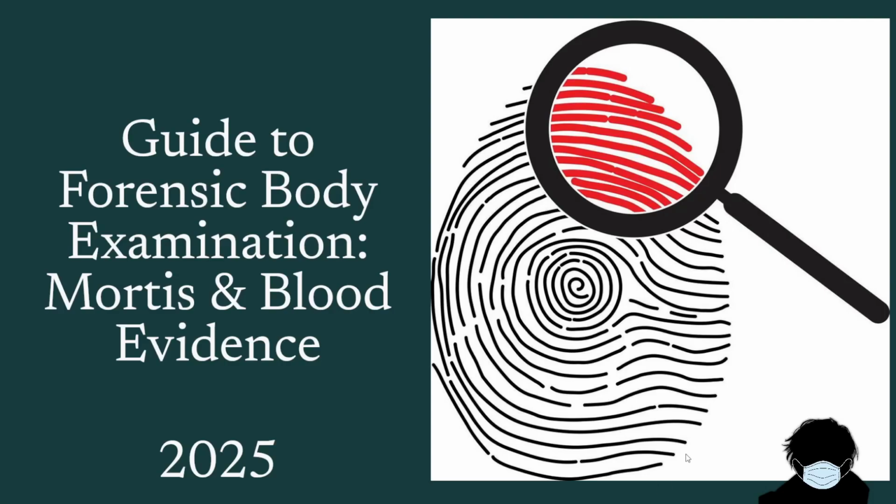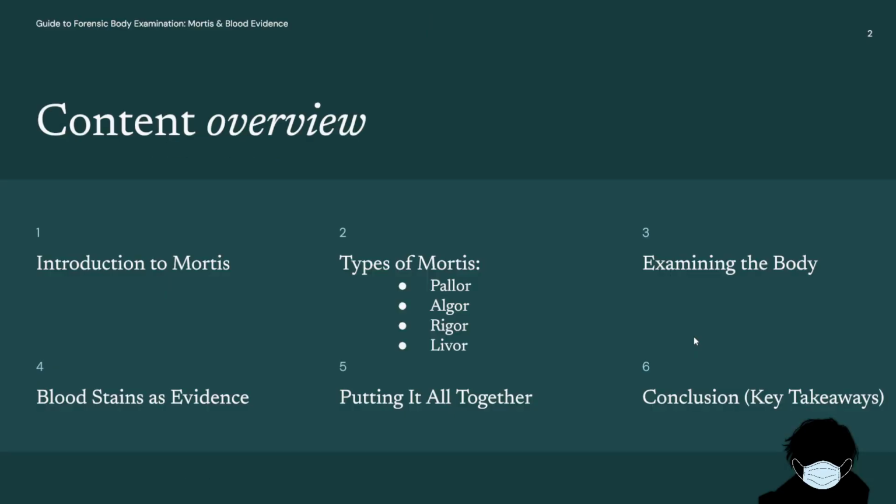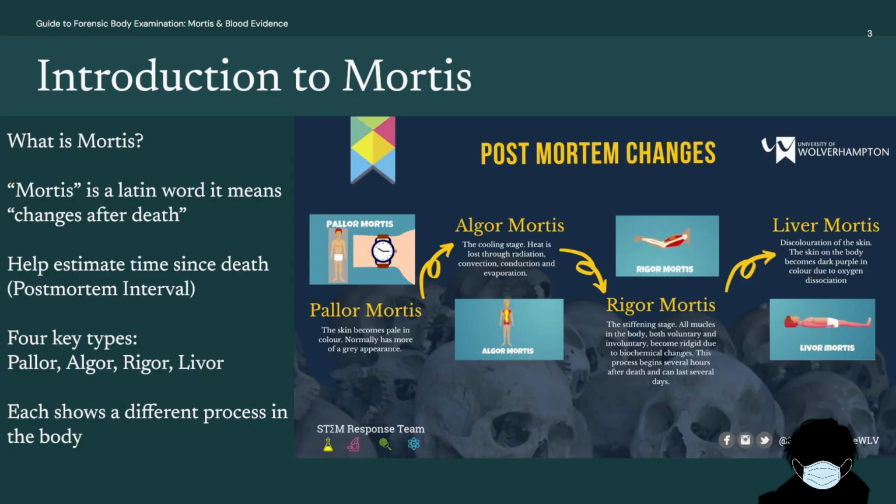Hello, everybody. Here's our guide on forensic body examination, Mortis and blood evidence. So first, there are six contents to overview: introduction to Mortis, types of Mortis, examining the body, blood stains as evidence, putting it all together, and conclusion and key takeaways.